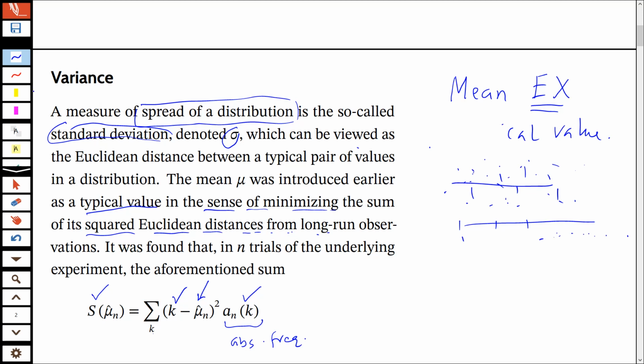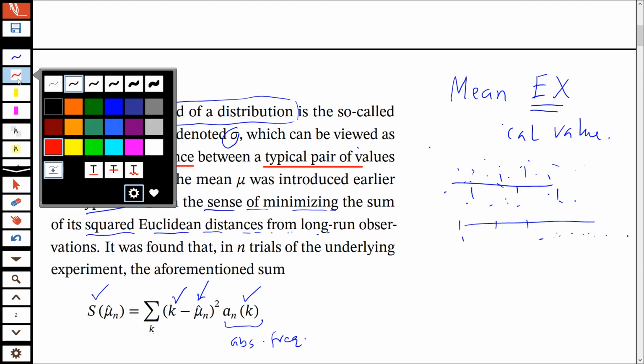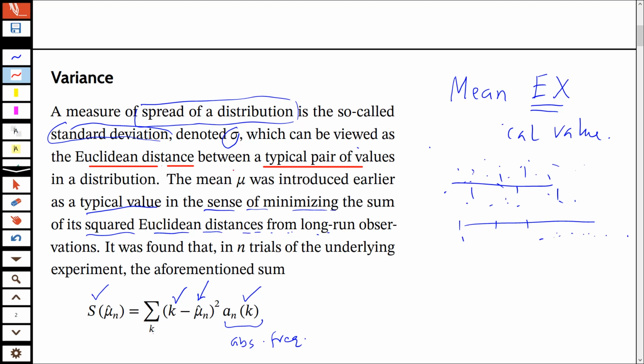That will be seen as the Euclidean distance between a typical pair of values. So just like this mu was a typical value, now we are searching for a typical pair of values, and the distance between those two values will be a measure of spread. So instead of looking at all the possible pairs, we look for a typical pair.